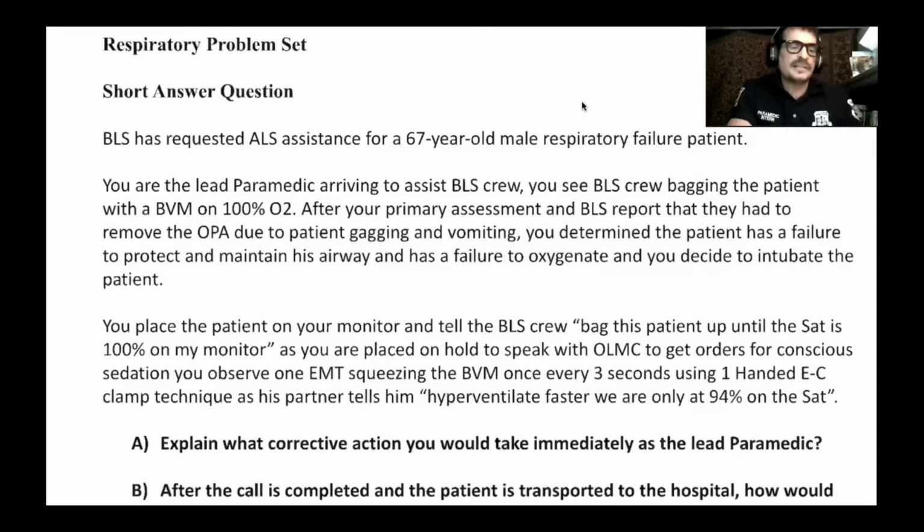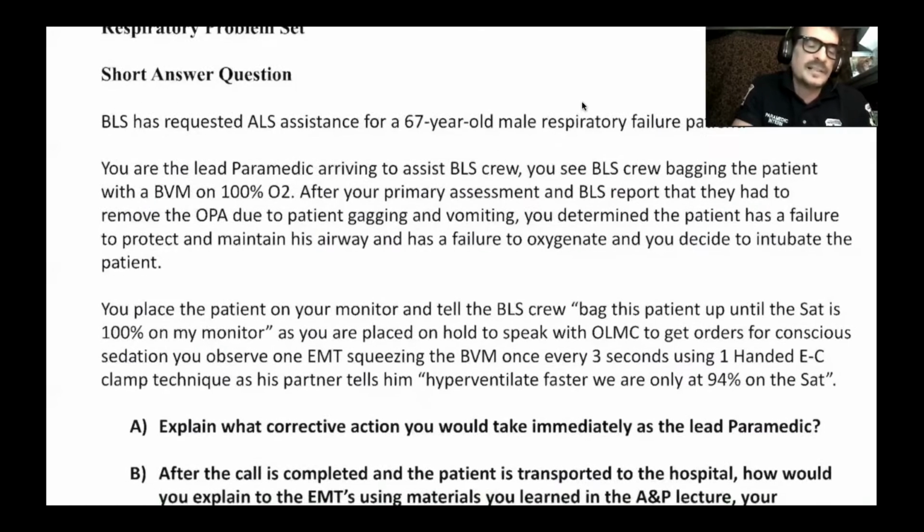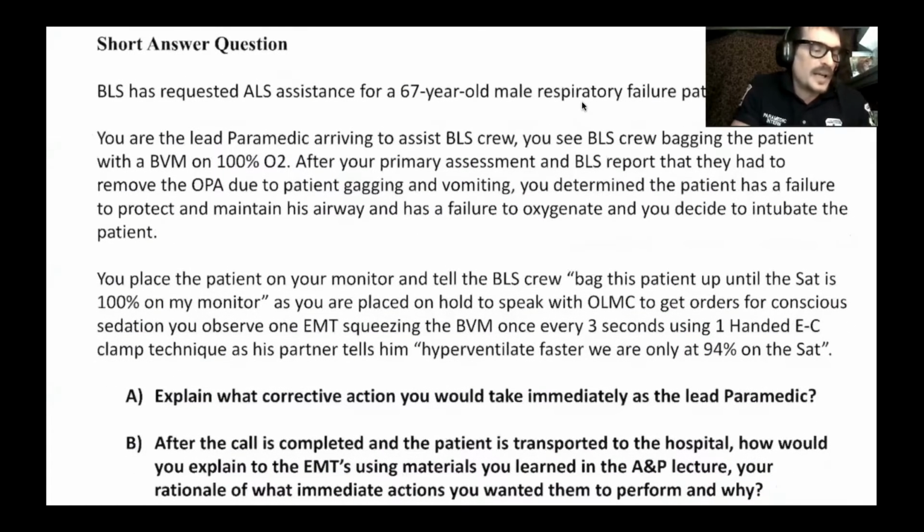As you are placed on hold to speak with Online Medical to get orders for conscious sedation, you observe one EMT squeezing the BVM once every 3 seconds using one-handed EC clamp technique, as his partner tells him, hyperventilate faster, we are only at 94 on the SAT. Okay, so A, explain the corrective action you would take immediately as the lead.